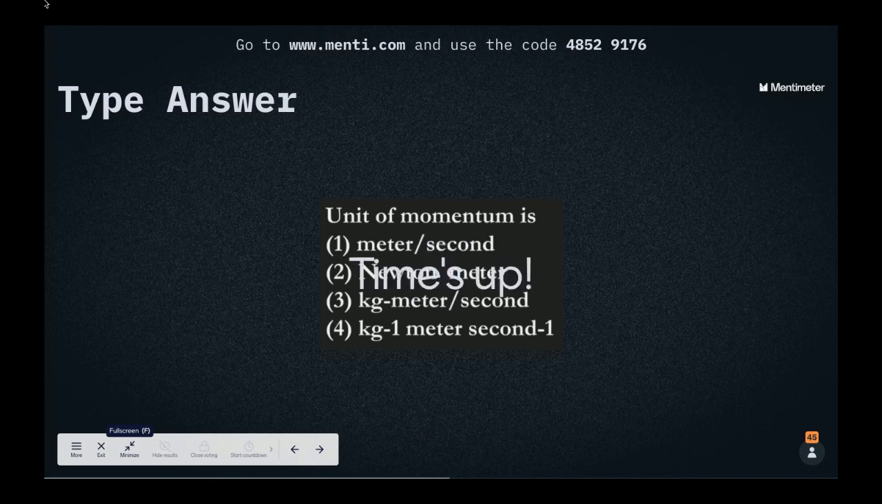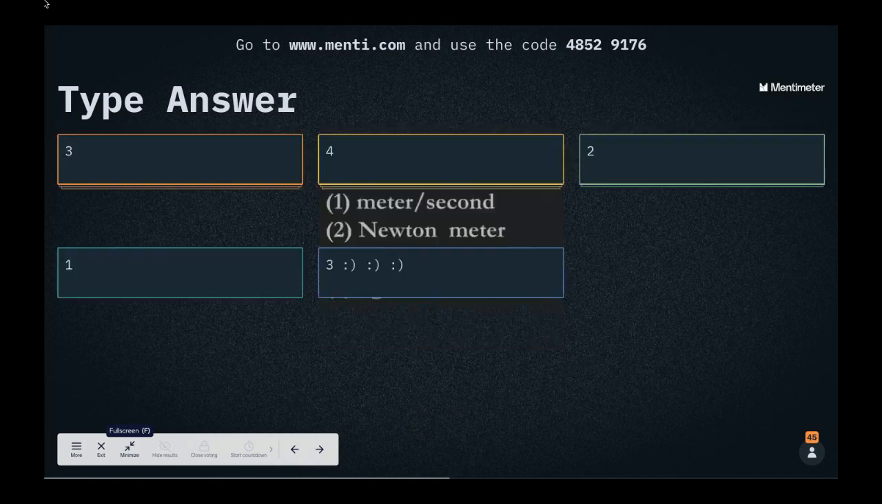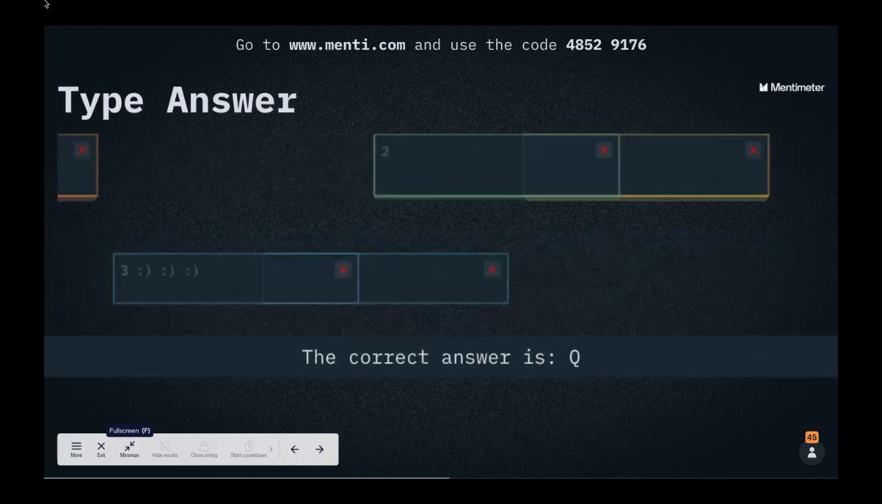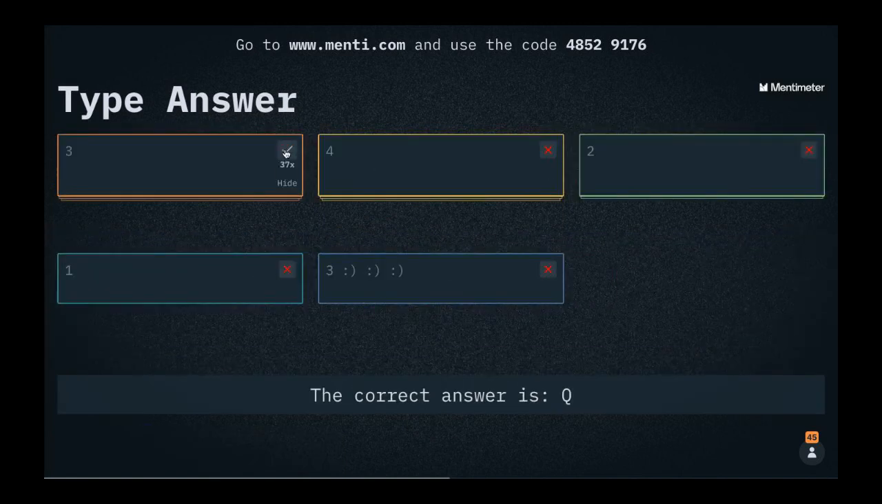What is the difference between third and fourth? There is a lot of difference, son. In fourth, kg is also in the denominator. Third is the answer.